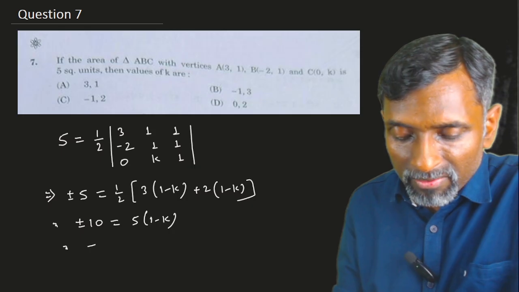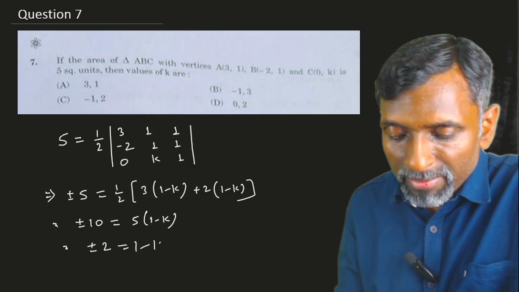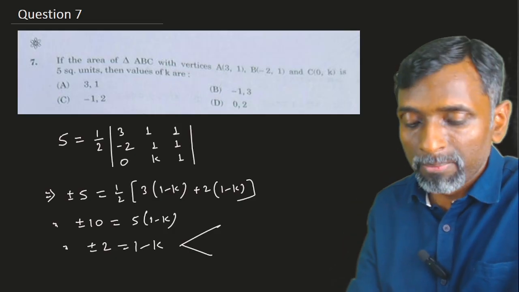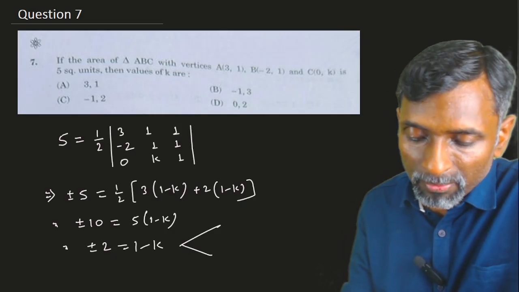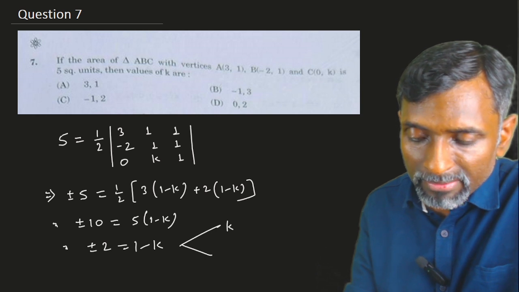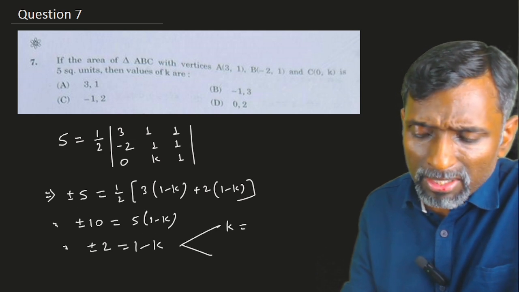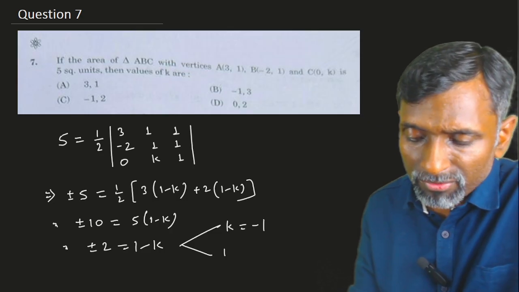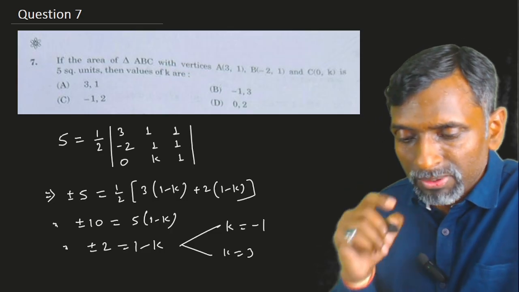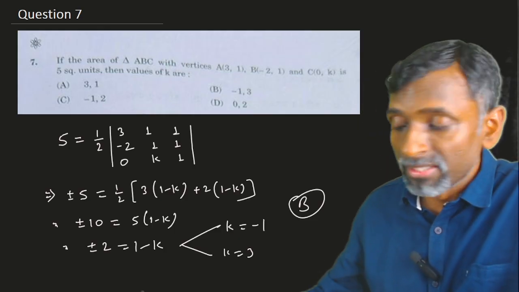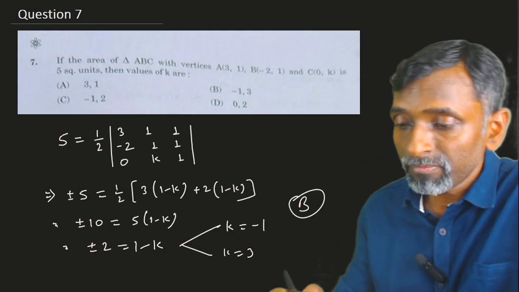So we can cancel out. It is plus minus 2 is equal to 1 minus k. We can solve it by there will be two options. First we can take plus 2 and the second is minus 2. If we are taking plus 2, so 2 and 1 minus 2 is minus 1. If we are taking minus 2, then it will be 1 plus 2, 3. So we are getting two options, option number B, minus 1 and 3, right? So this is the answer for the 7th question.